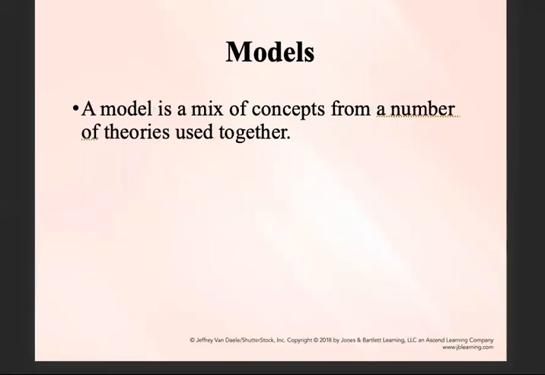And then finally, when we're thinking about parts of a theory, we're going to just briefly touch on models. So a model is a mix of concepts from a number of theories used together. So oftentimes researchers will take concepts that have been proven through observation and qualitative research. It might be that they take different ideas and come up with their own or create a specific model. So they'd say, okay, we're looking specifically at this population of people. It might be college students, for example. And we know from this theory that college students under these experiences might have this outcome. And then they would tie all of those together to create a model.